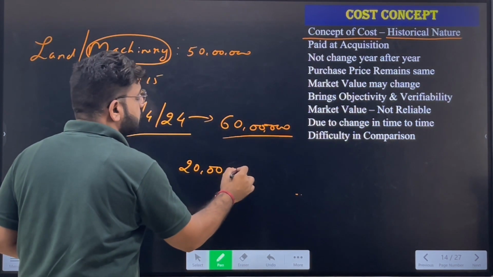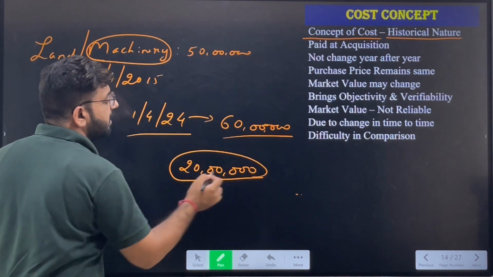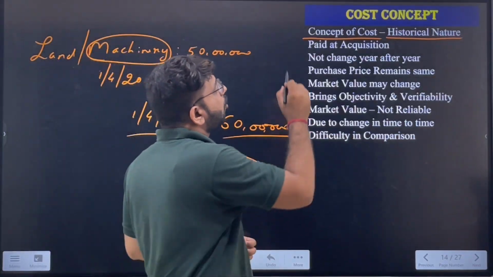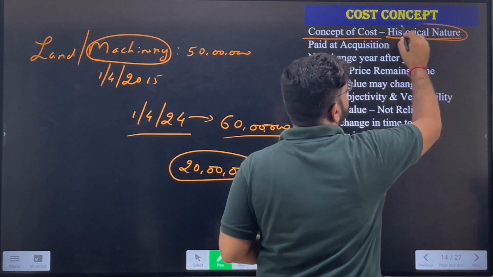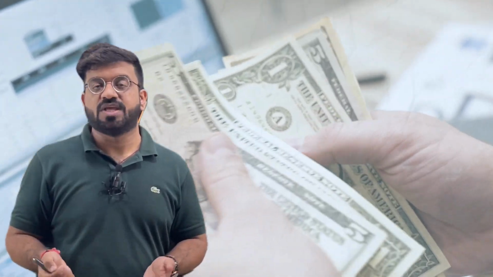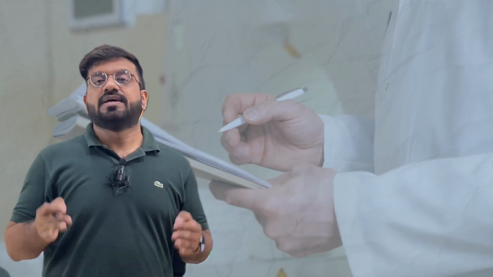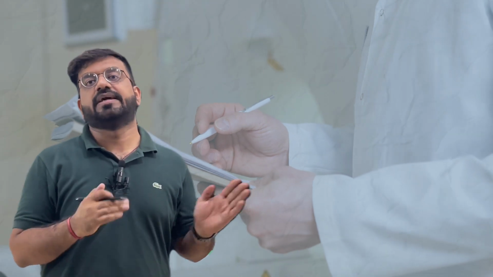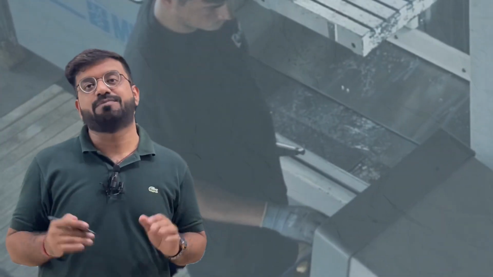But then also I will have to record the value of the machinery at the same actual price at which I had made the payment. Is that clear? So that's why the cost concept says it is of historical nature. The history in the past years, the amount you have actually spent will be recorded and will be there in your books of accounts till infinity. Is that clear? Till the day you are selling the product or that machinery.